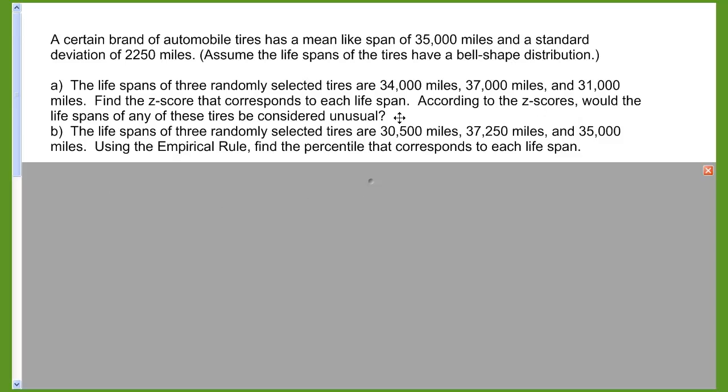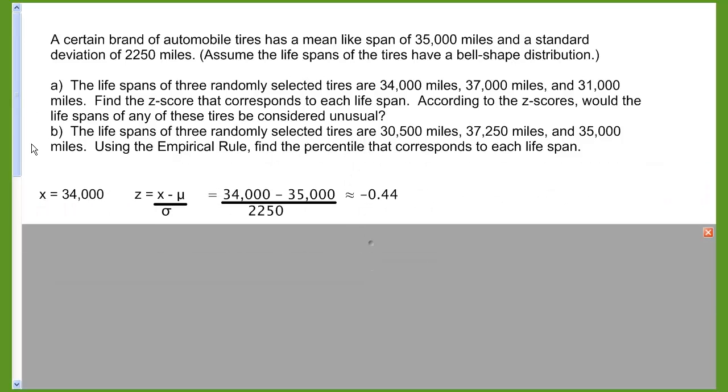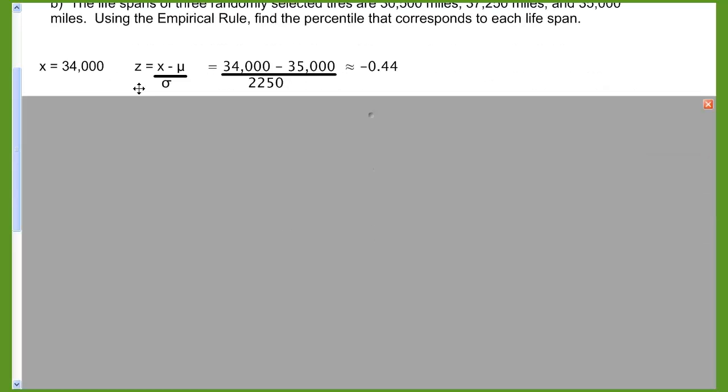Then we have a second set of tires that have different mileages for their lifespans, and we're supposed to use the empirical rule to find the percentile. And I'm going to show you that in just a minute. So first we're going to do the z-score, and here's the formula for z-score.